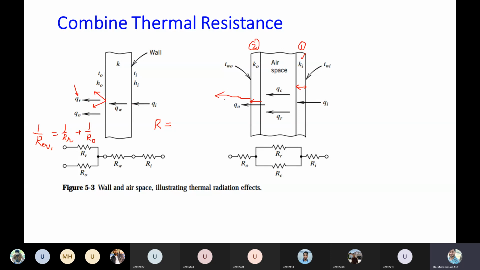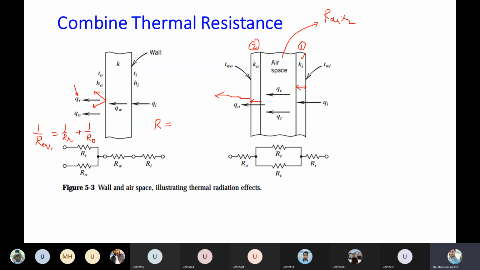In that case, they have not included the radiation at the outside surface. That may be because of the temperature effect, but the radiation is always there, right? Normally the resistance because of the airspace, let's say R air, is because of the airspace, and in the airspace we have two parallel resistances, one is the convection and one is the radiation.